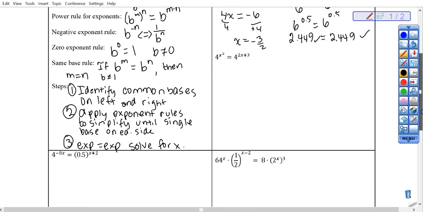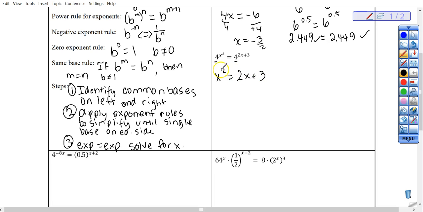We have 4 to the x squared equals 4 to the 2x plus 3. So step 1 is identify common bases on the left and right. That's already the situation. So we'll apply the exponent rules to simplify. Well, we don't need to simplify. Single base on each side. So if the bases are the same, then the exponents are equivalent. So we get x squared equals 2x plus 3.